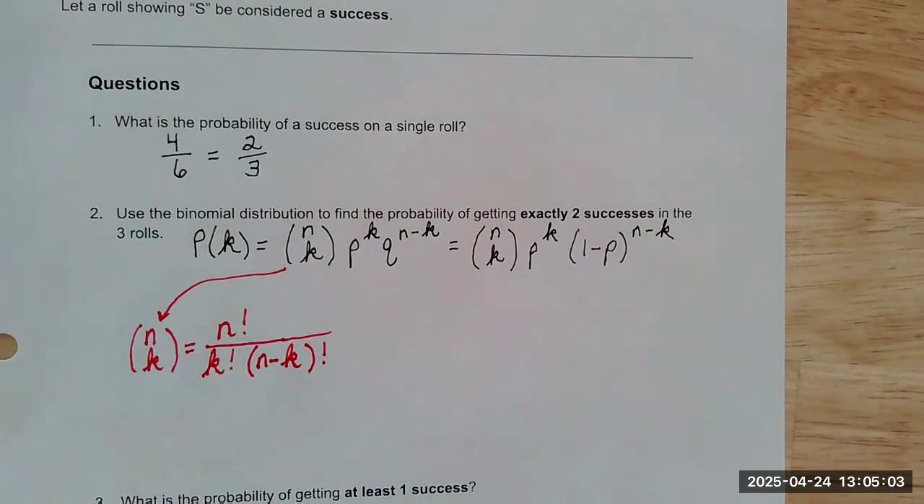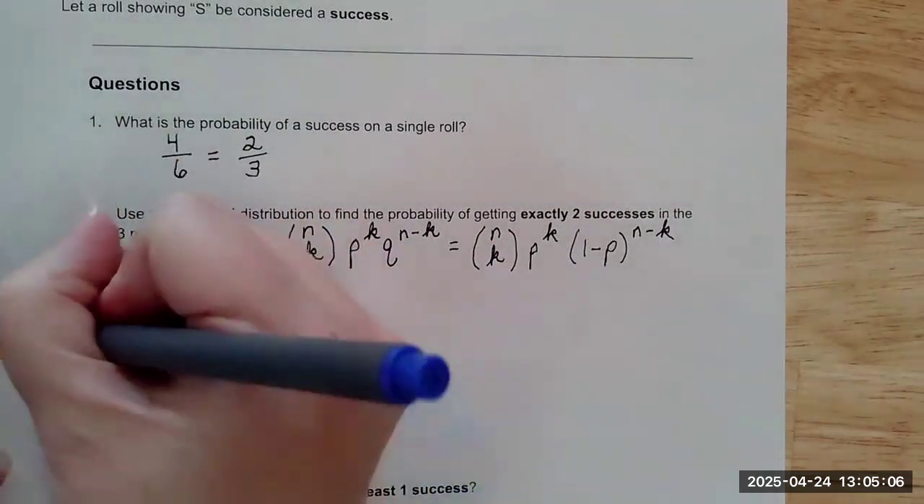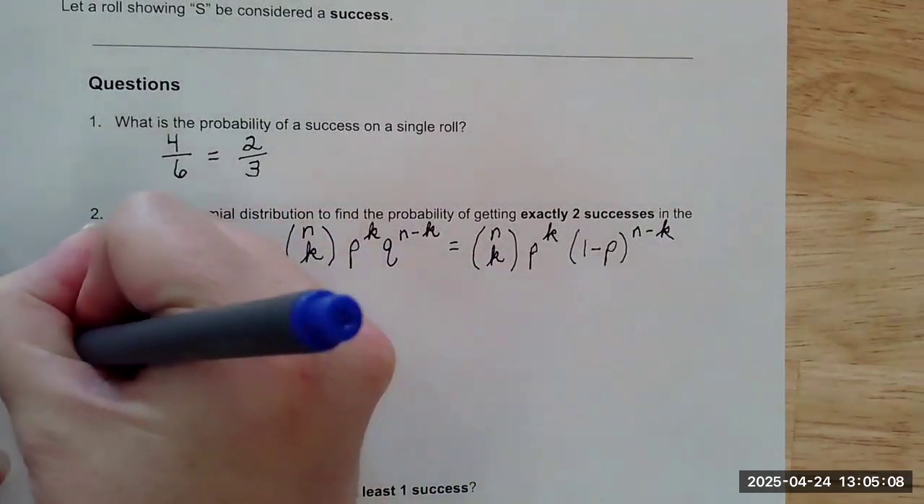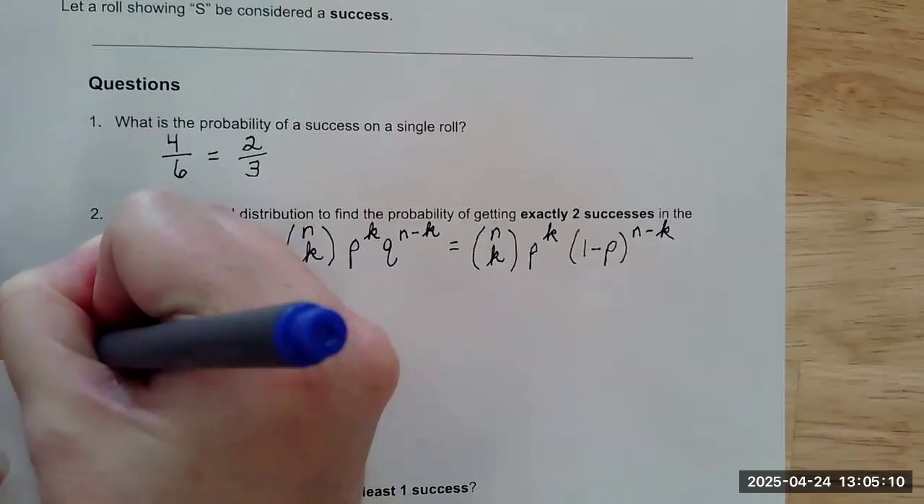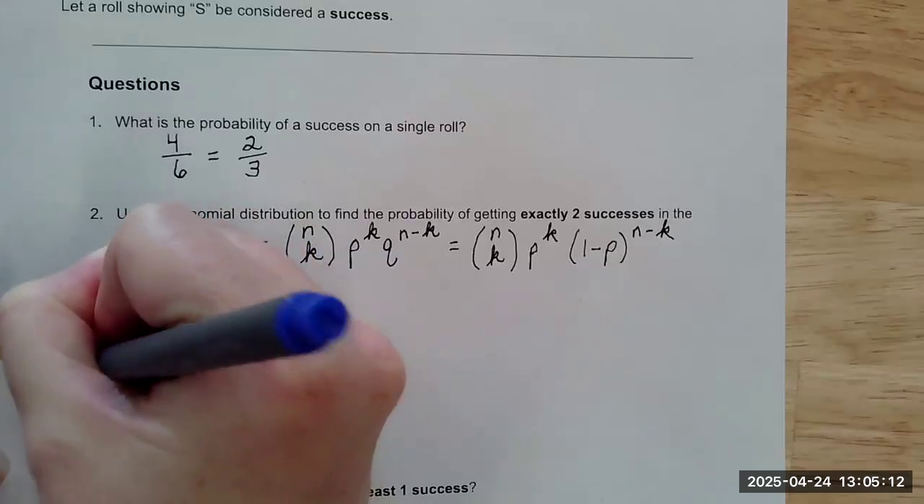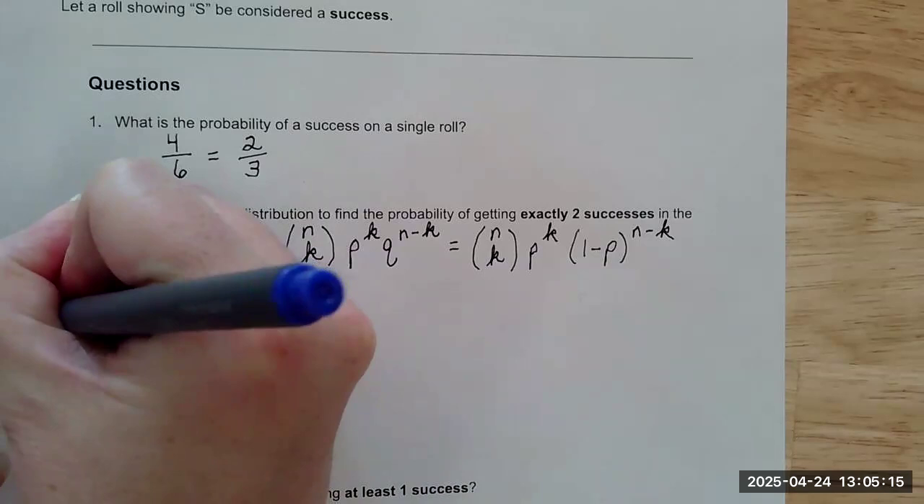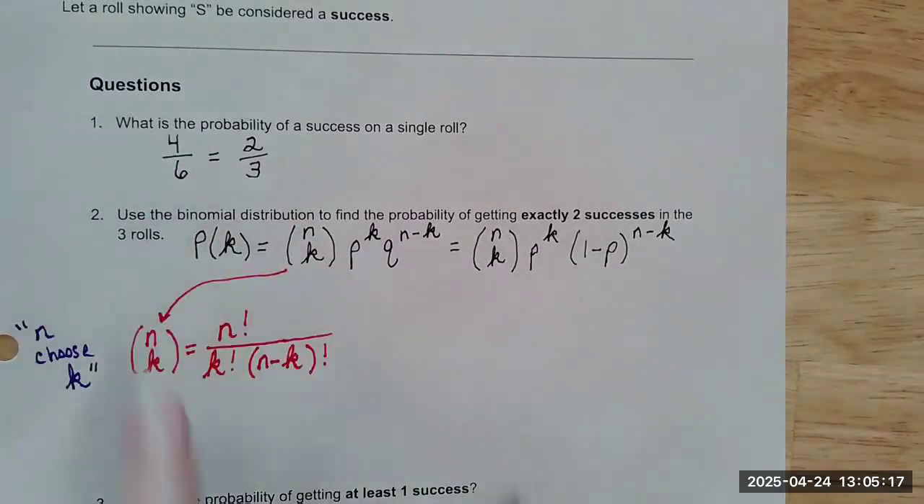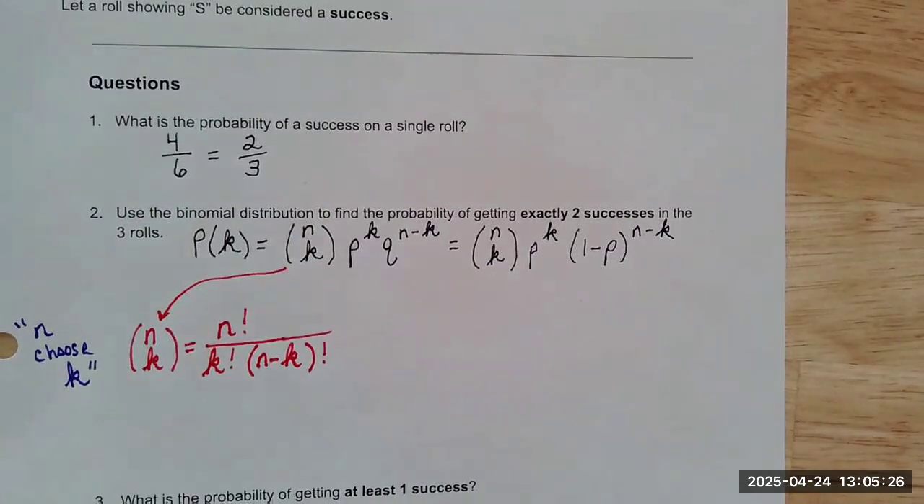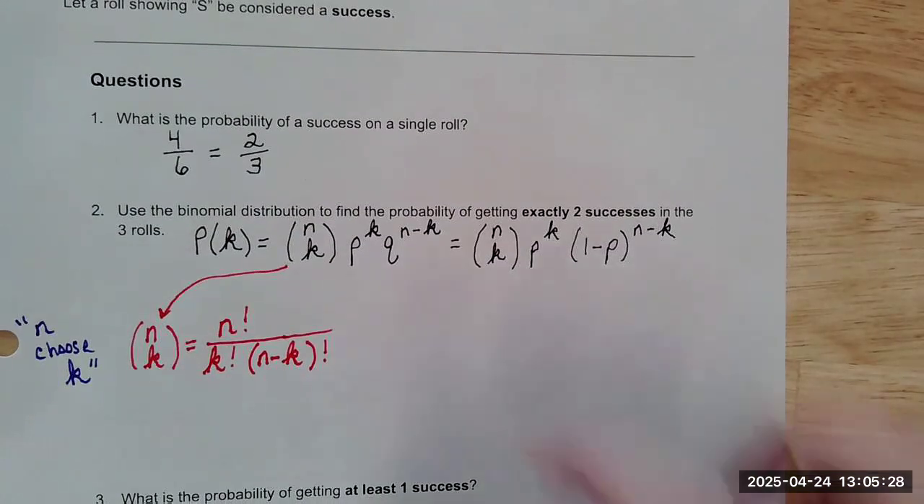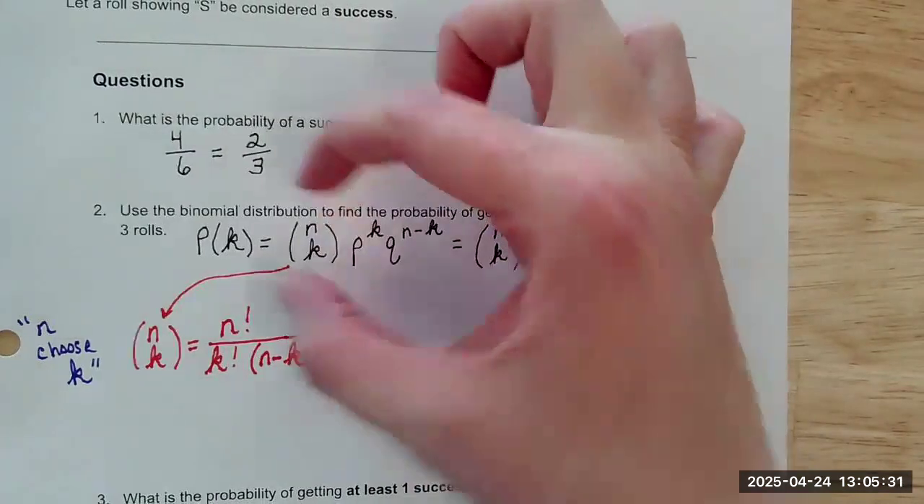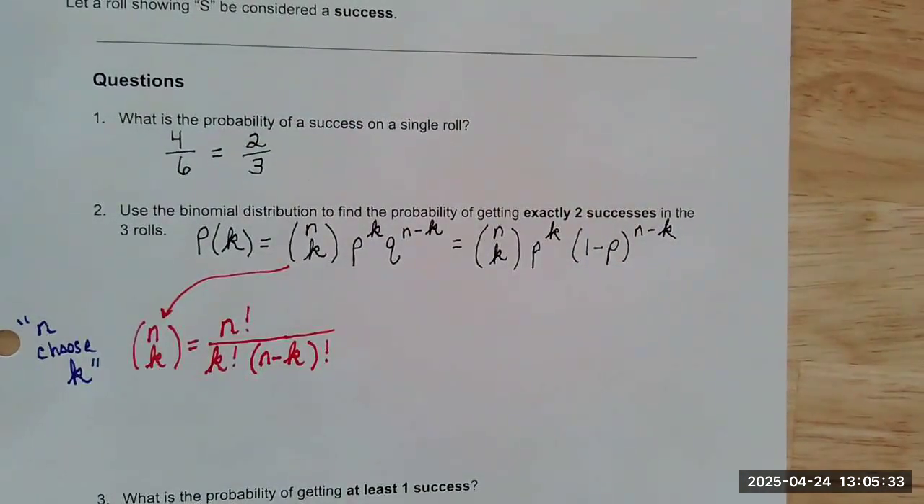So I'll write off to the side the words that I'm saying. "N choose k." And I'll put quotes around it because when you see that, people will say n choose k. It just means the n's in the top, the k's in the bottom. So that little part of the formula, we normally have to calculate separately, and then we go back to the rest of the formula later.